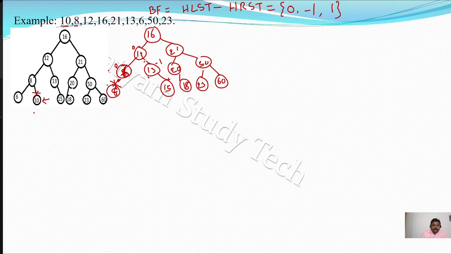Now the right subtree height is 2, so here it is -1. So you cannot perform any rotations. Okay, it is balanced. Now we have to delete 12.